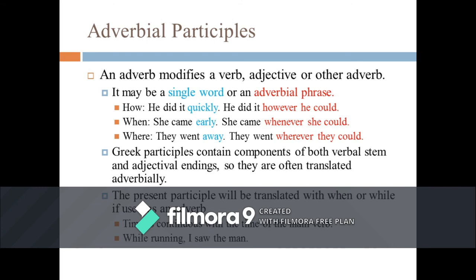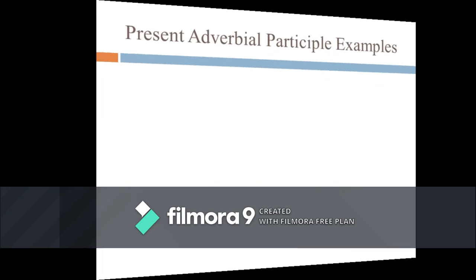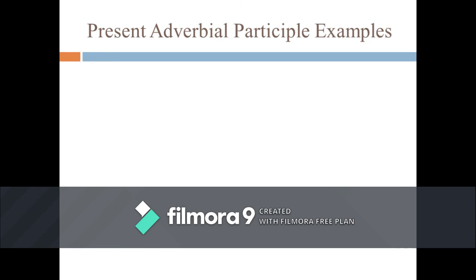So, while running, I saw the man. While, and the single word now becomes an adverbial phrase. If we wanted to extend this, we could say, while I was running, I saw the man. But while running, I saw the man is very clear. Let's look at some examples of the present adverbial participle. The two possibilities are going to be active and middle passive. These are the two voices that exist for the present tense. So these are the two types of participles that we're going to be seeing in the present.